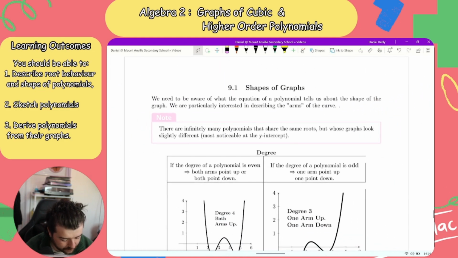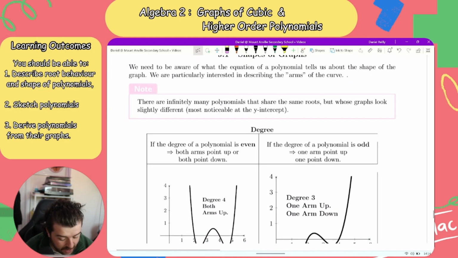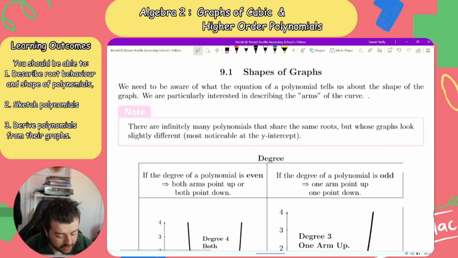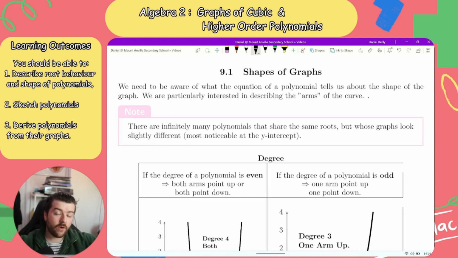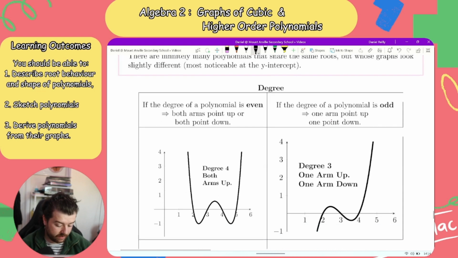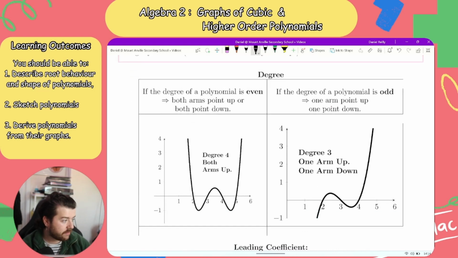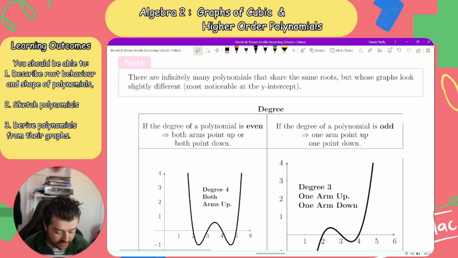So now finally, let's look at the shape of graphs. These are all going to come together in a minute when we do the examples. So we need to be aware of what the equation of a polynomial tells us about the shape of graphs. We are particularly interested in describing the arms of the curve, the two arms, like the ends of my curves.